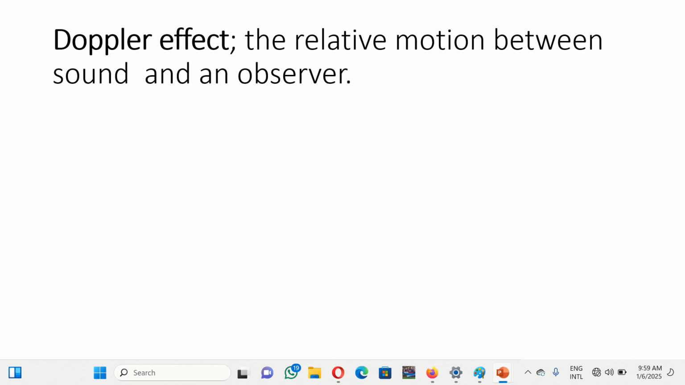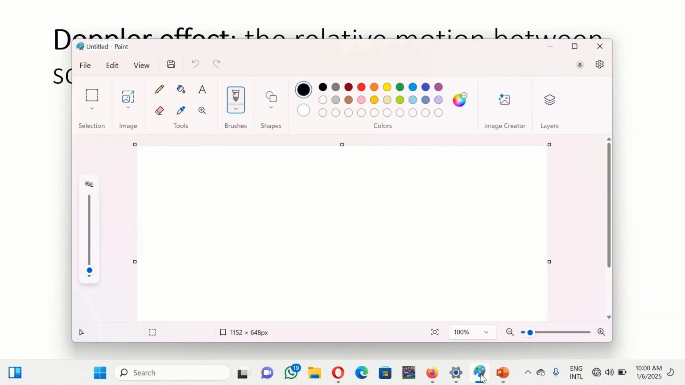So the Doppler effect is a relative motion between sound and an observer. So here we are comparing two things, which are sound and an observer. It is relative because it depends on the observer. Now, in the case where I have observer A here, and then I have observer B here.